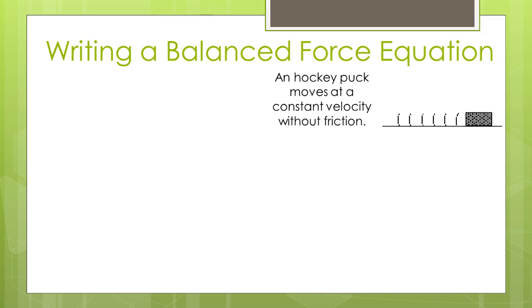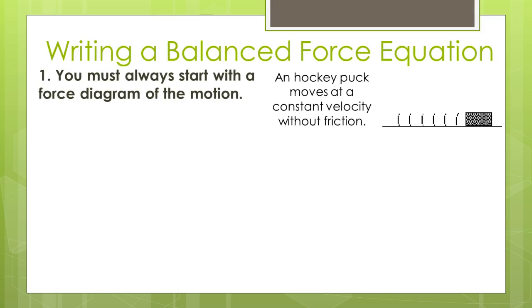Let's try with a hockey puck example. A hockey puck is sliding across the ice at a constant velocity. We always start with a force diagram. There's our hockey puck. Gravity's pulling down on it. It's on a surface, so that means that surface is pushing up with a normal force. And it says it's without friction.